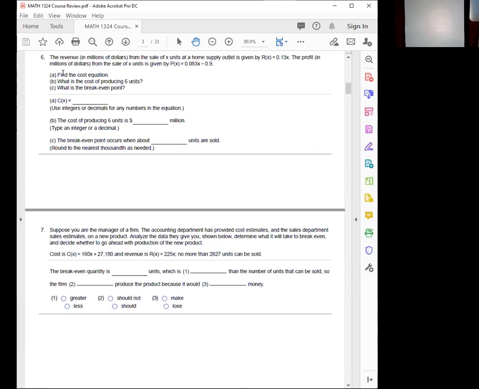Okay. Number 6 says find the cost. So on part 6, they give us revenue, which is 0.13x. They give us a profit function, which is 0.083x minus 0.9. And then oh yeah, then they ask for part A. Find cost.